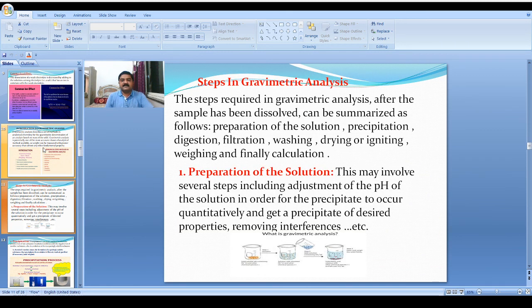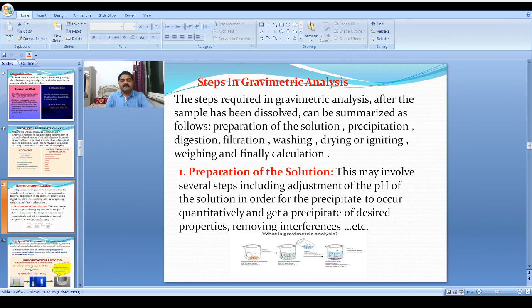Here are the steps in gravimetric analysis. The steps required in gravimetric analysis after the sample has been dissolved can be summarized. First, the preparation of the sample solution. Second one, precipitation. Then digestion, filtration, washing, drying, and igniting. That means ignition, weighing, and finally calculation here.